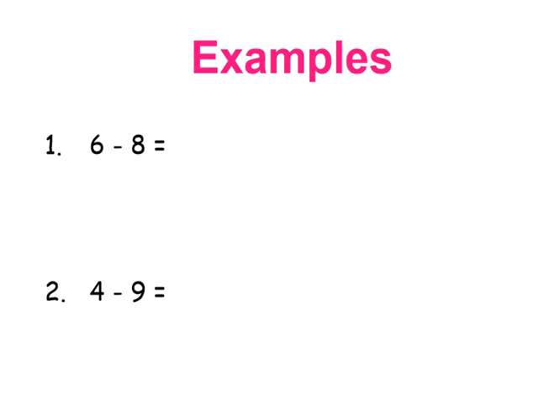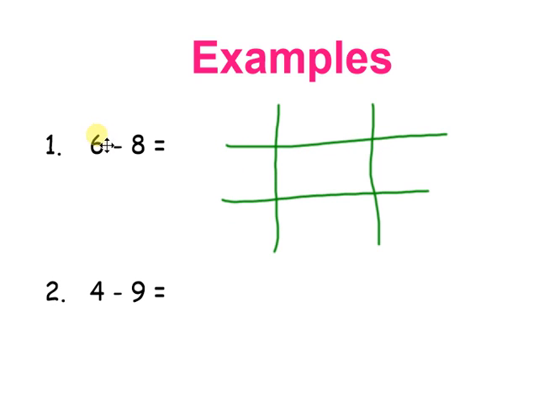So it's nice because there's one rule. So let's go ahead and try a couple of examples here. I'm going to make my tic-tac-toe board. Not very good at straight lines. So I'm going to put my problem into the first line. 6 minus +8. And here I'm going to do keep, change, change. So I keep my 6, I change my minus to a plus, and I change my +8 to a -8.